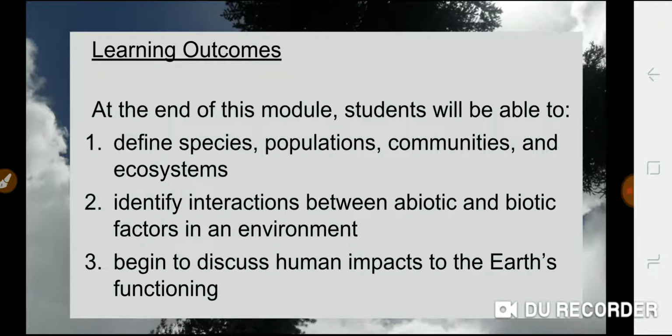So in this video, we defined species, populations, communities, and ecosystems. We used the Hudson River as an example, looking at the biotic and abiotic factors in the environment and how they interact. And we began to discuss how human impacts affect the Earth's functioning.